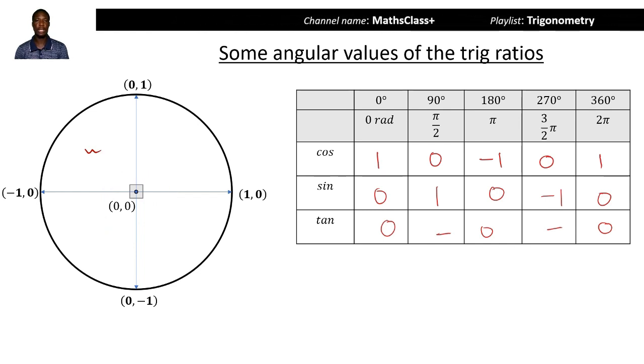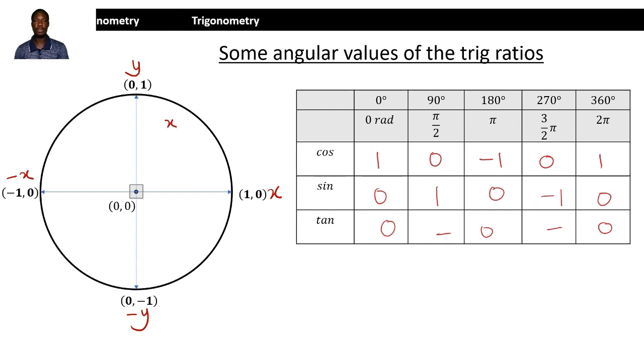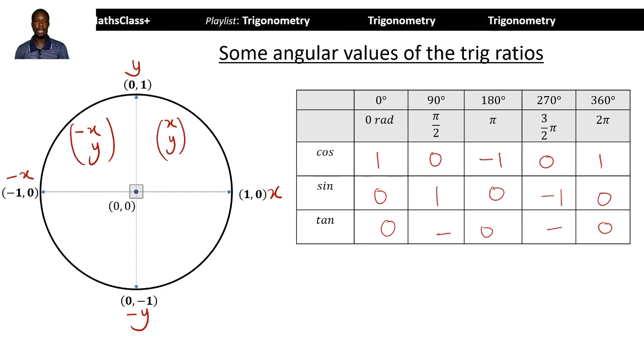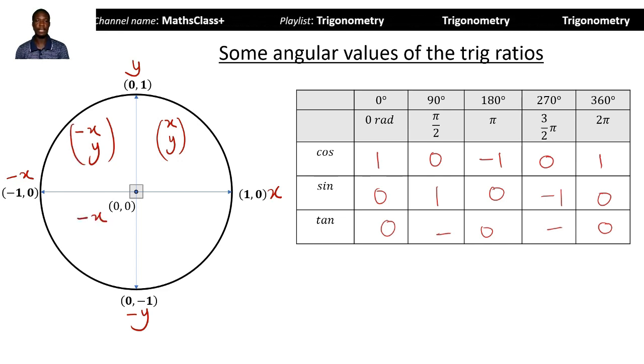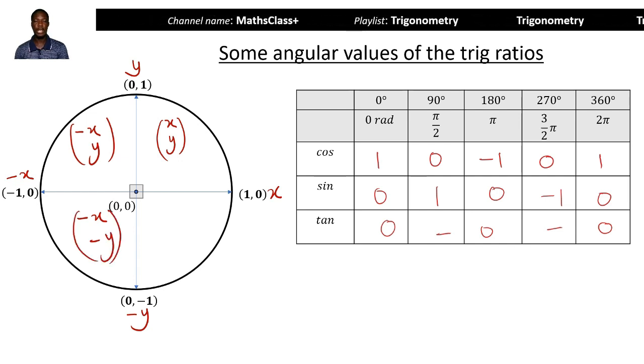The second one, I will label the axes. So we have positive x here, positive y here, negative x here, and then negative y here. What that means is that a point in the first quadrant will come as positive x, positive y. A point in the second quadrant will come as negative x, positive y. A point in the third quadrant will come as negative x, negative y. And then here we will have positive x, negative y.